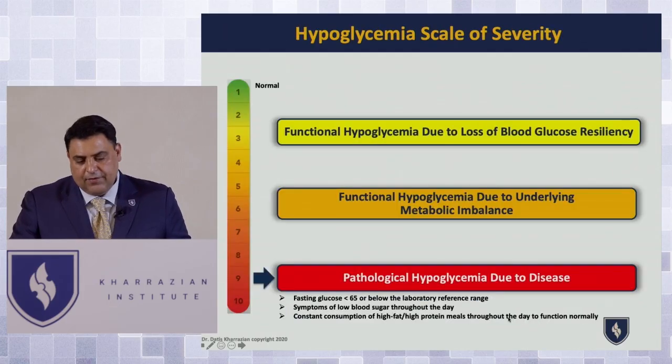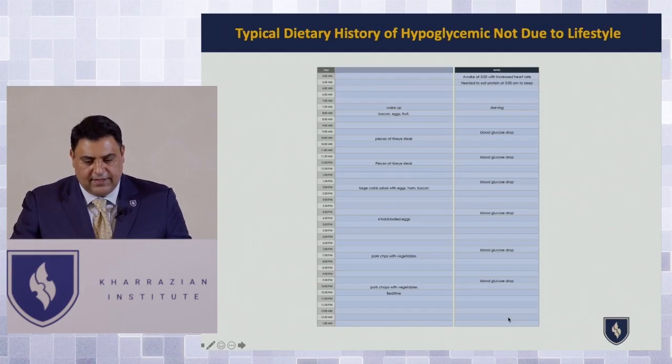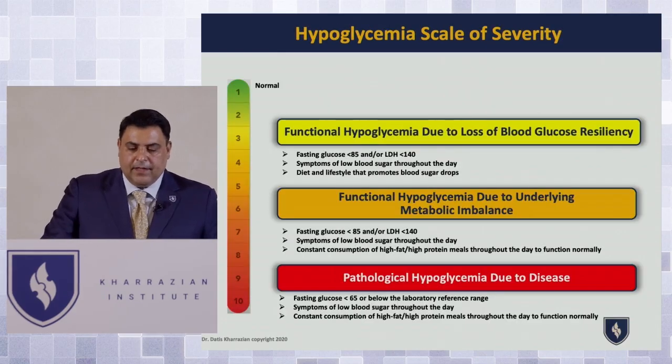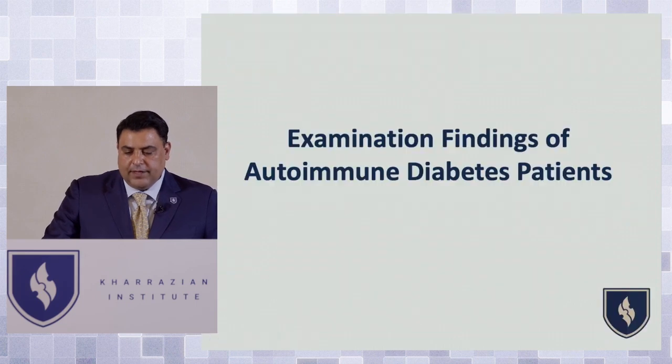And then if you do all the lab tests and you see that they constantly eat protein and function throughout the day, this was a list of conditions to rule out that may be associated with pathology. Okay. So those are the key ways to work up and evaluate a hypoglycemic patient. Let's move into autoimmune diabetes.